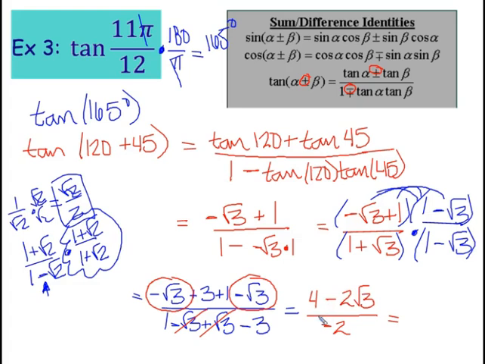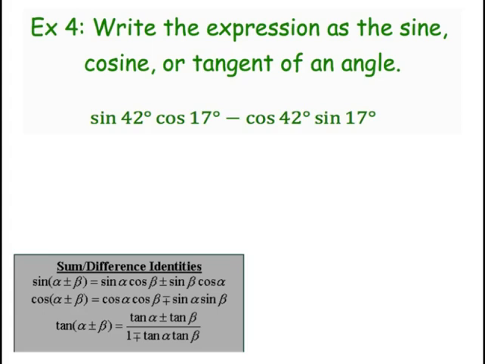And let's do some division. We have 4 divided by negative 2, which is negative 2. But then we have this negative 2 divided by this negative 2, which is a positive 1. And we're left with that square root of 3. So in the end, if you want to check your answer here, tangent of 11 pi over 12 would simplify to negative 2 plus 1 square root of 3. Alright, let's check out example number 4.